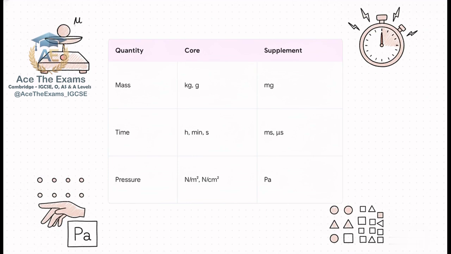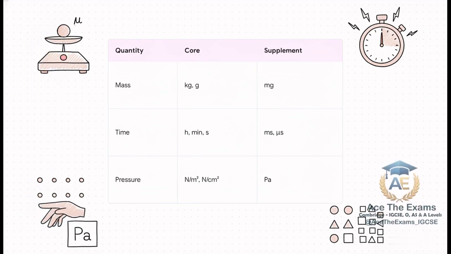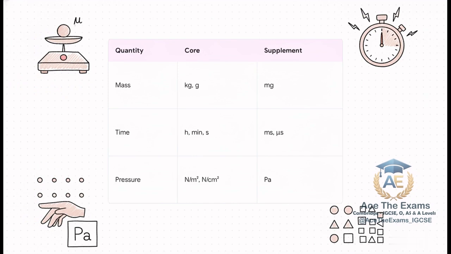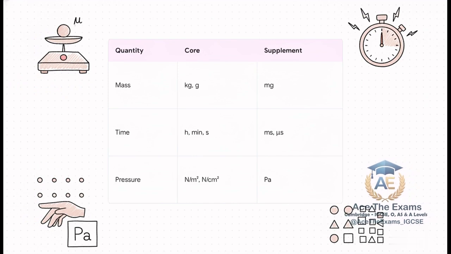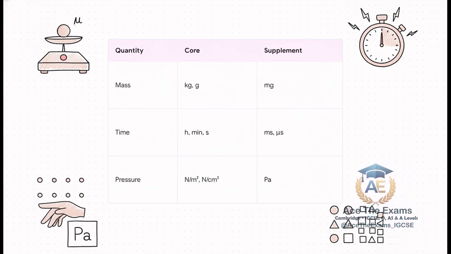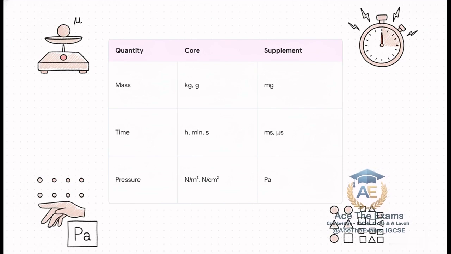1 minute per mark means you have time to look at the m's for milliseconds or the mu-s for microseconds and convert it back to base seconds before you calculate. Same with pressure. Core gives you newtons per square meter, but supplement concisely expresses it as pascals. Do not let prefixes cost you your A star.